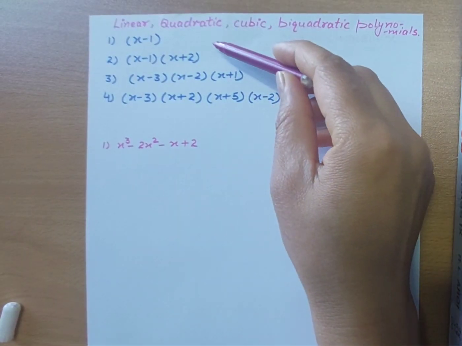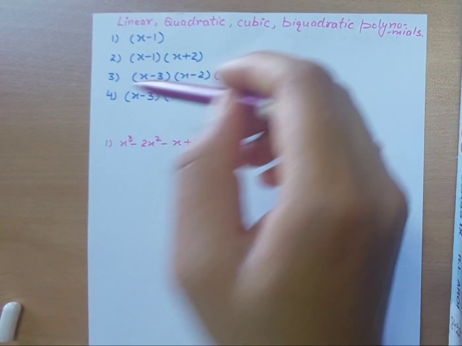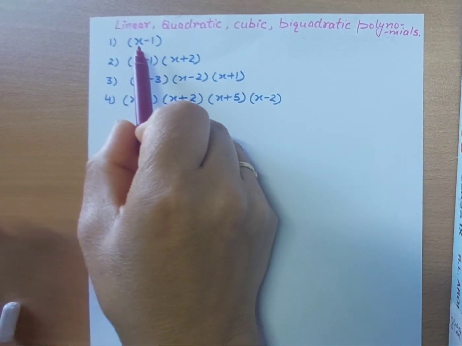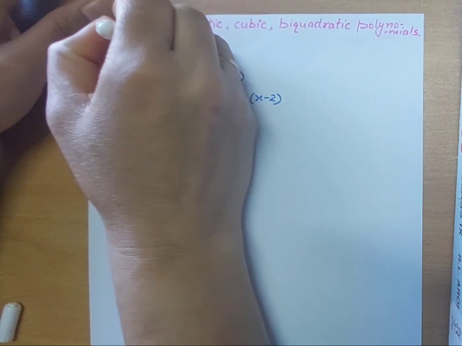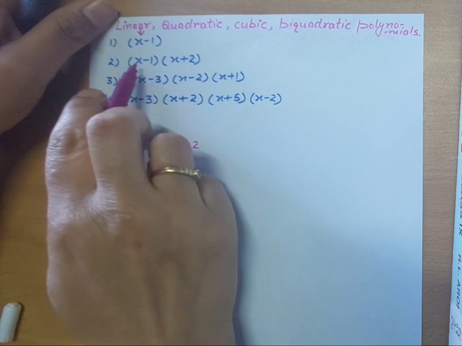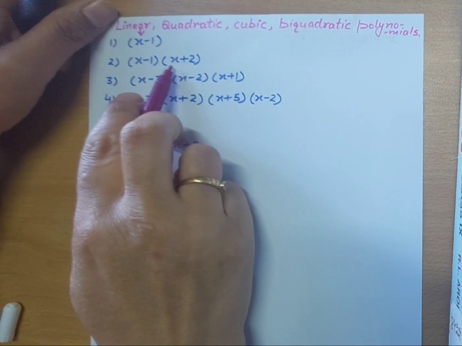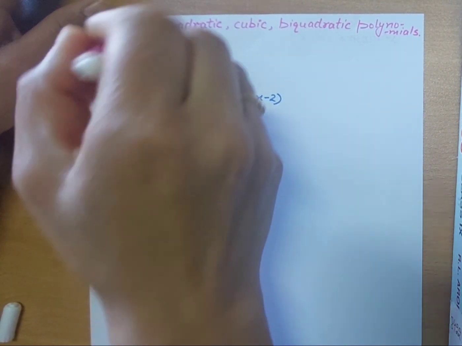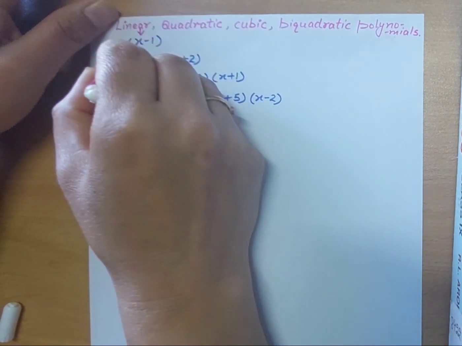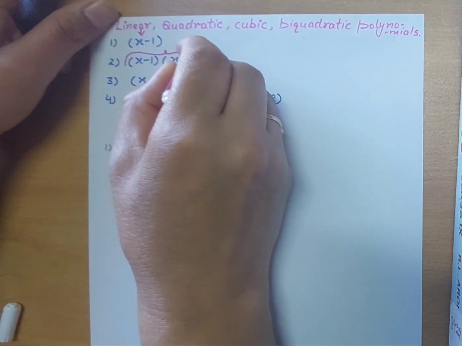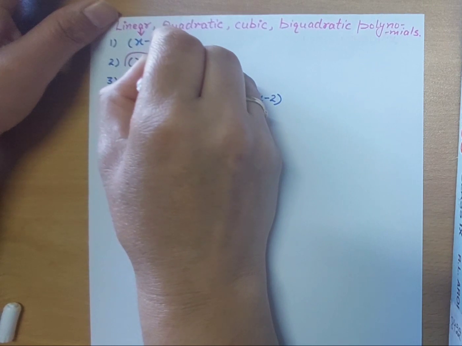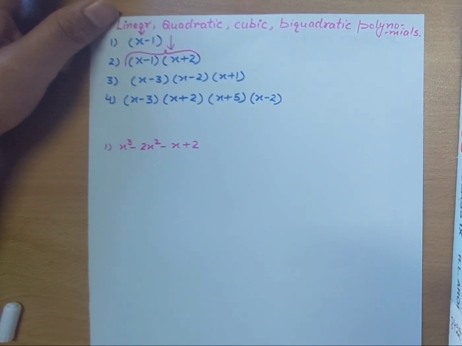Here we have some algebraic expressions. This is called the linear expression. These are two linear expressions, but when we multiply them, we'll get a quadratic expression. So you can say this will lead to a quadratic expression.